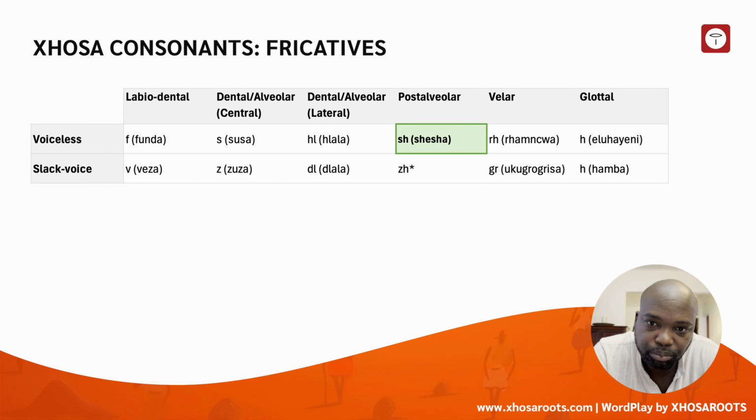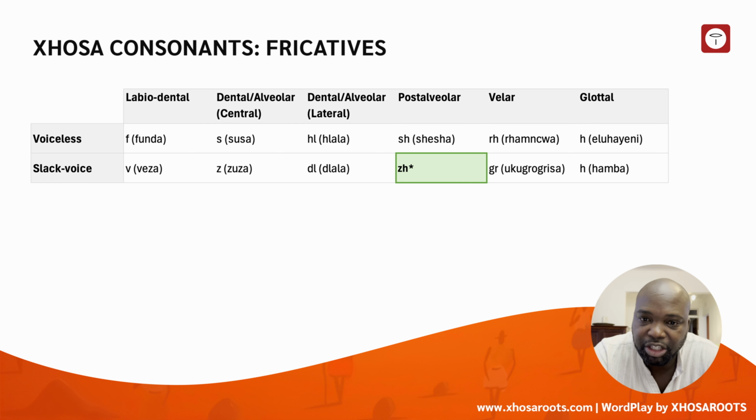the postalveolar sounds. Again, we have the voiceless, sh. An example of that is shesha, to hurry, shesha, hurry up. And then we have the slack voice, zh. So the voiceless is sh, the slack voice is zh. Those are the postalveolar fricatives in terms of the consonants that are available in Xhosa.